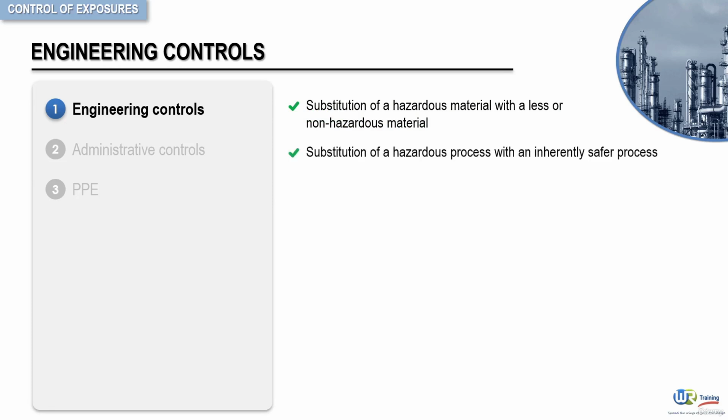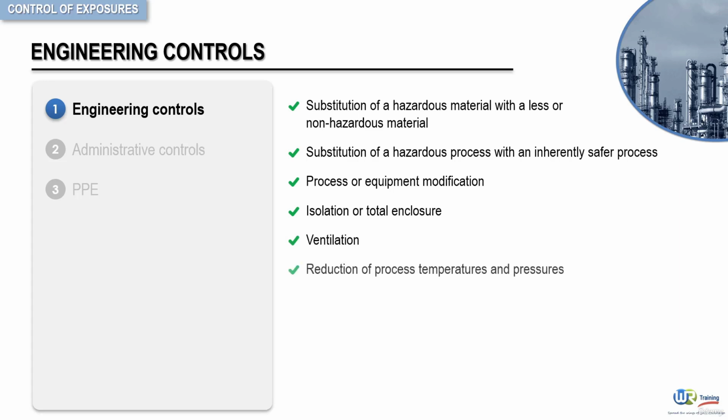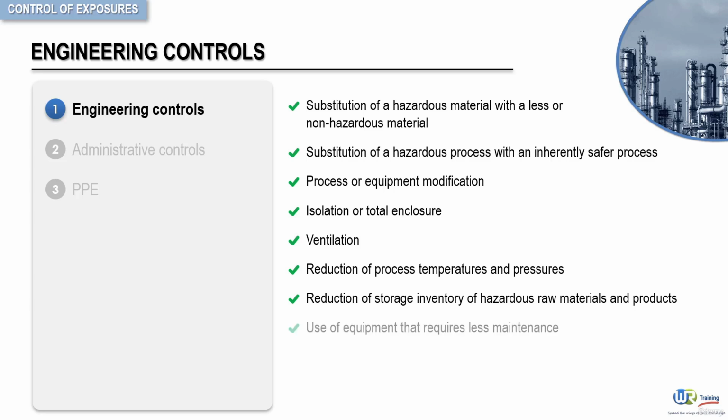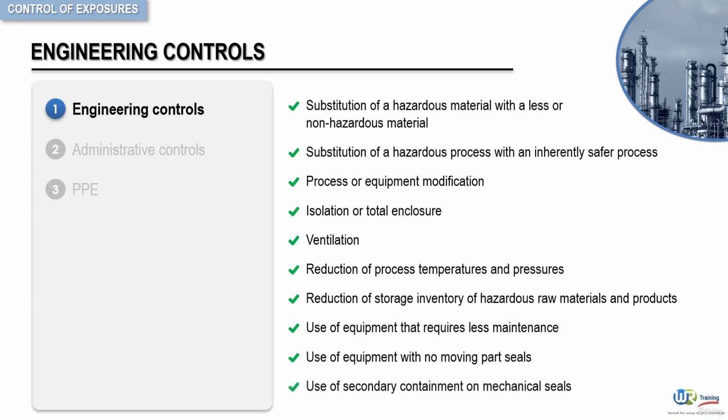Some techniques used in engineering controls are substitution of a hazardous material with a less or non-hazardous material, substitution of a hazardous process with an inherently safer process or equipment modification, isolation or total enclosure, ventilation by general or local exhaust ventilation, reduction of process temperatures and pressures, reduction of storage inventory of hazardous raw materials and products, use of equipment that requires less maintenance, use of equipment with no moving part seals, use of secondary containment on mechanical seals.